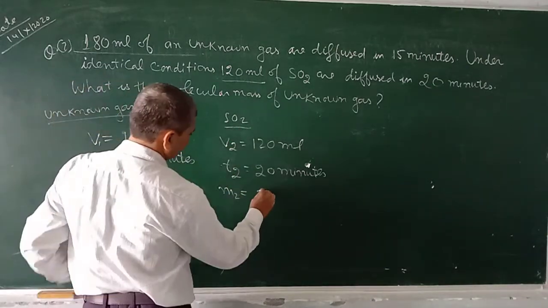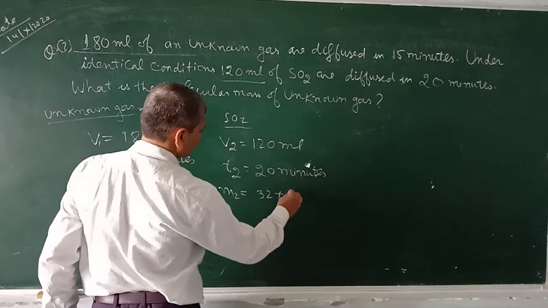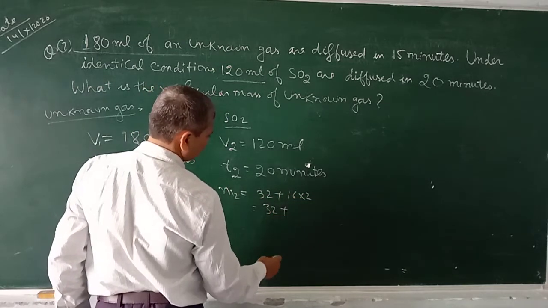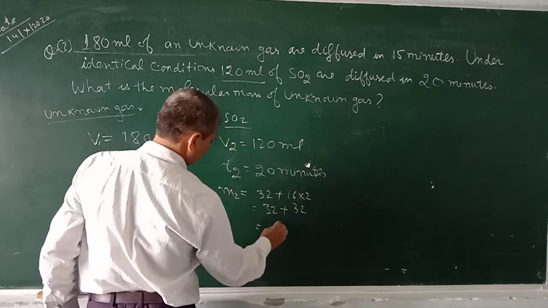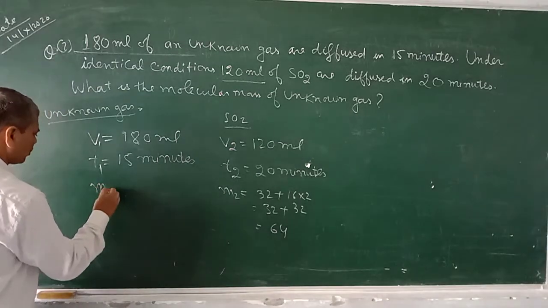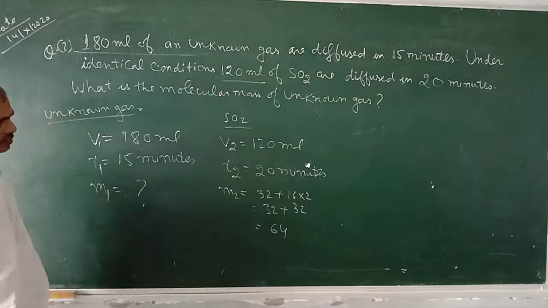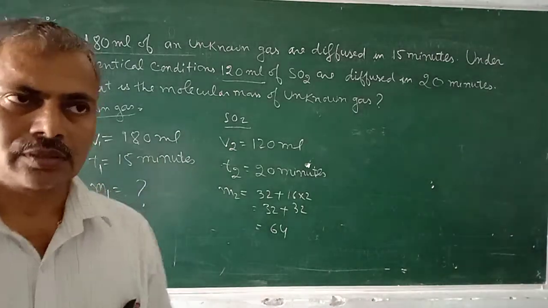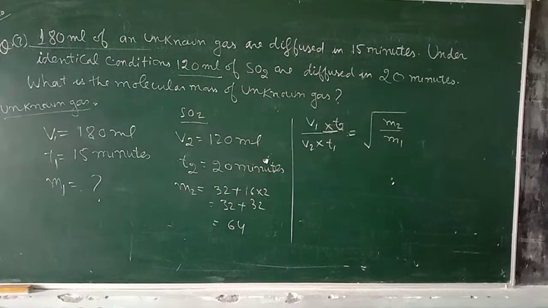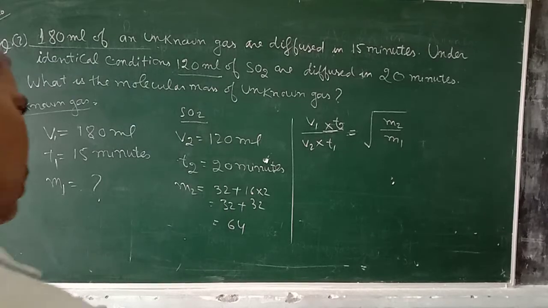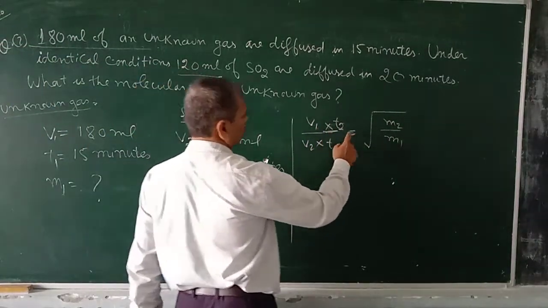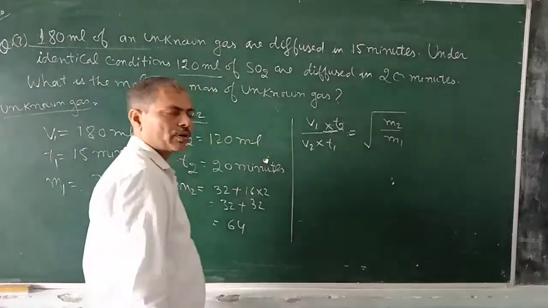For sulfur dioxide, 32 plus 16 into 2, that is 32 plus 32, becomes 64. It is M2. And you have to calculate the M1. Now, the formula to be used in this question is V1 into T2 upon V2 into T1 is equal to square root of M2 upon M1.